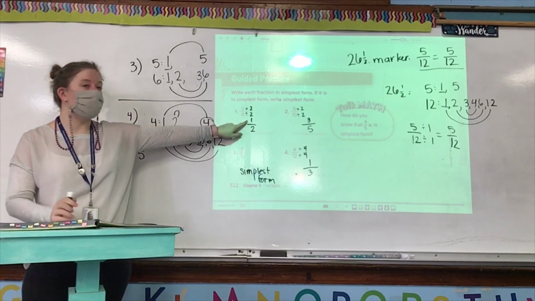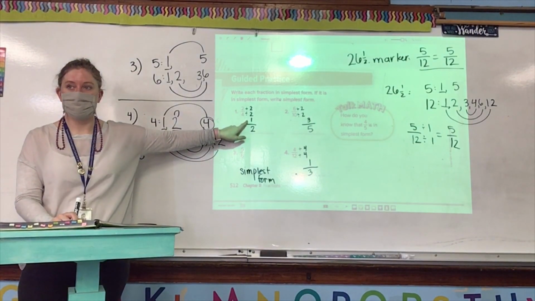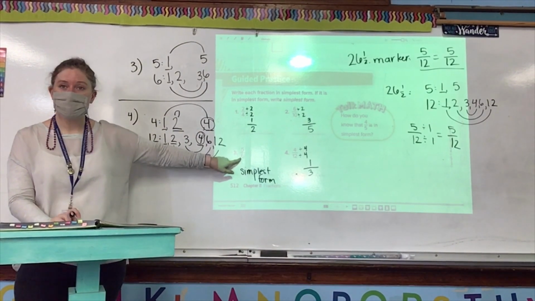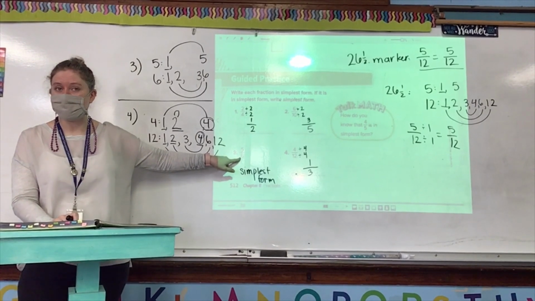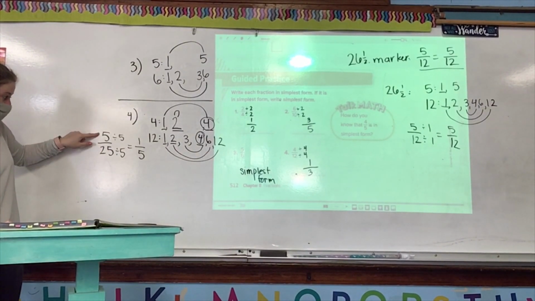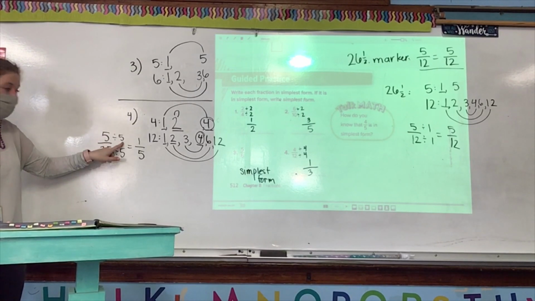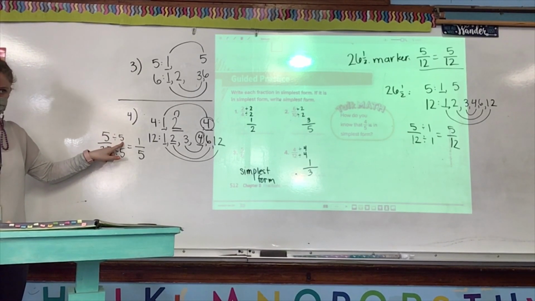If the numerator is 1, it is in simplest form. If the numerator is prime and is not a factor of the denominator, it is in simplest form. If the numerator is a factor of the denominator, no matter what, then the numerator is the greatest common factor.